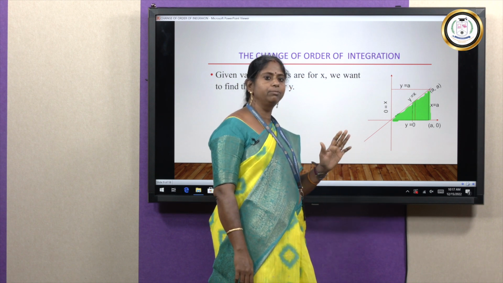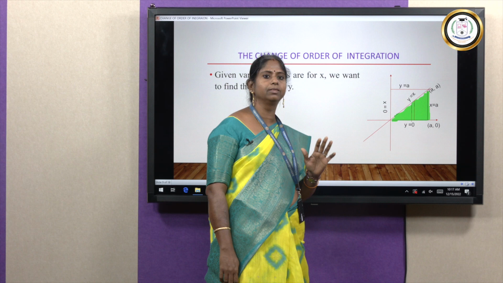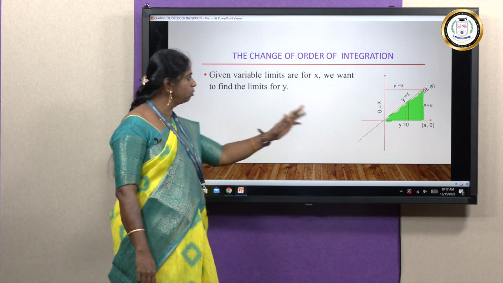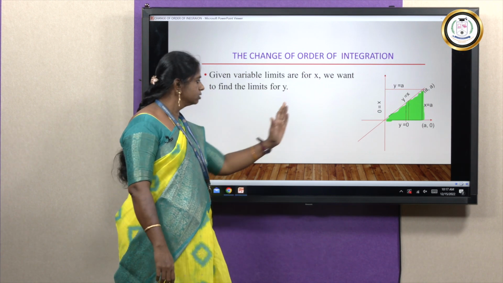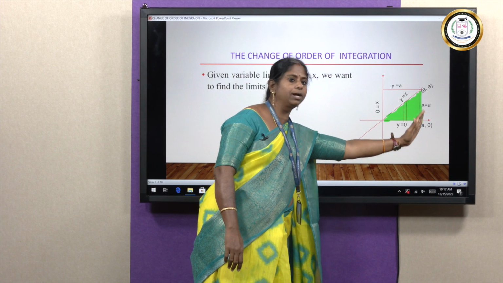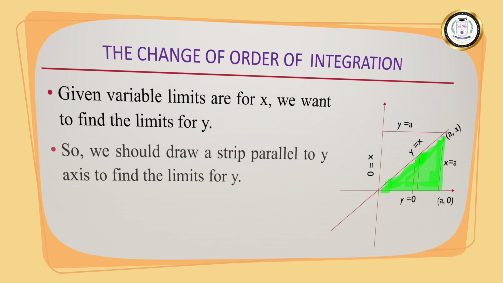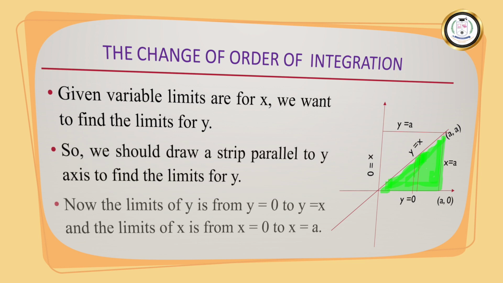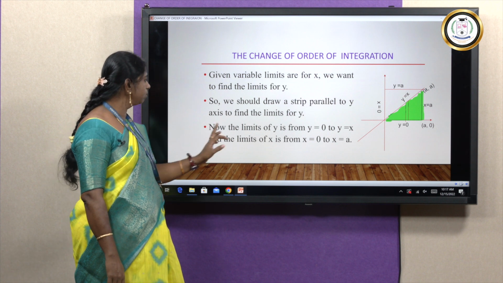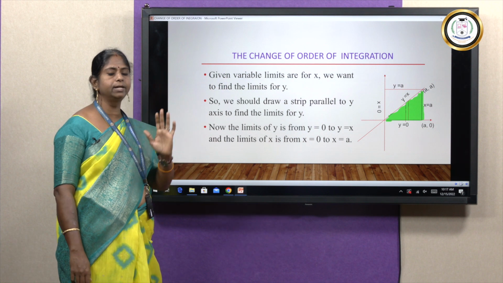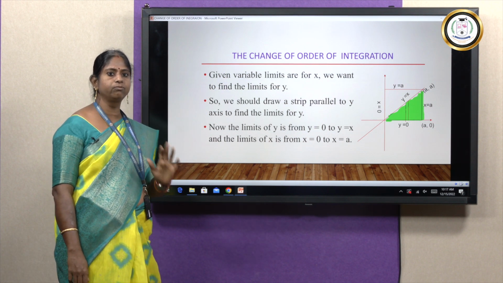So, after getting the limit for y, I want to find the limit for x. I know the equation, x equal to a. From the origin to the line x equal to a, x covers. So, the limit for y is y equal to 0 to y equal to x, and the limit of x is from 0 to x equal to a. So, we have identified the limits for x and y correctly now.